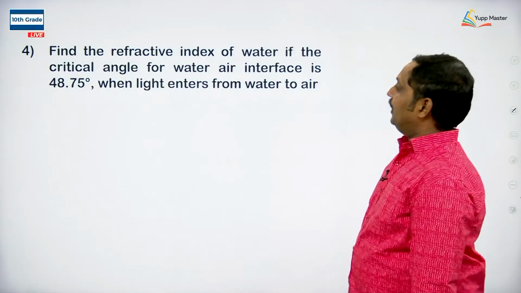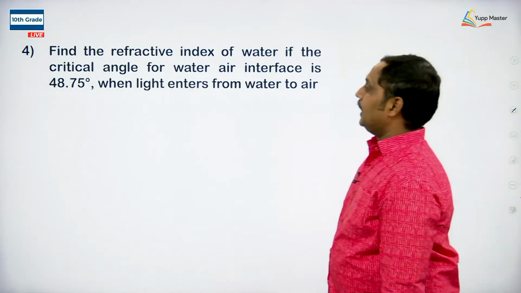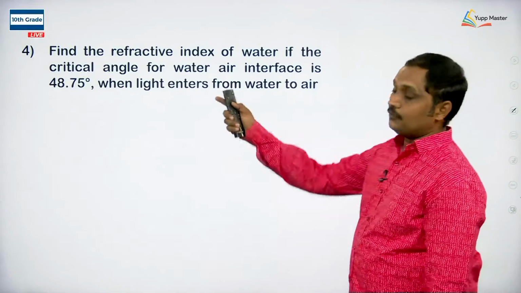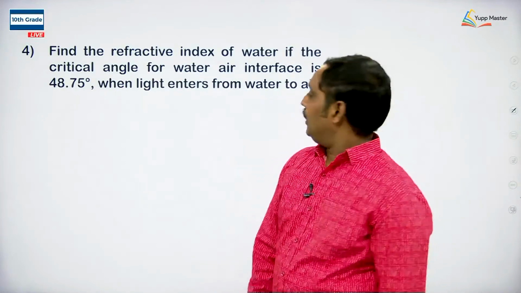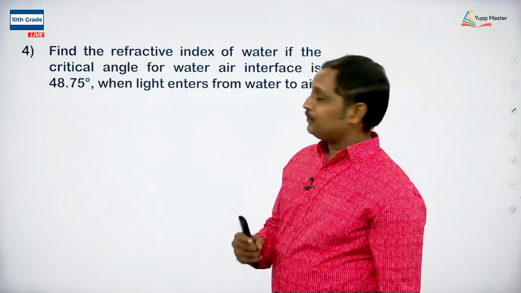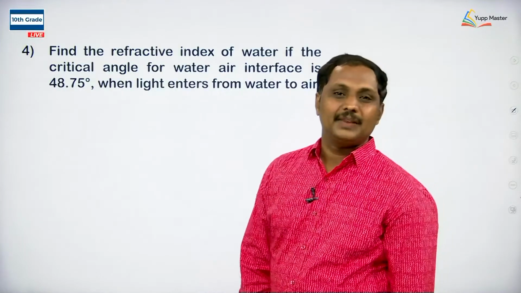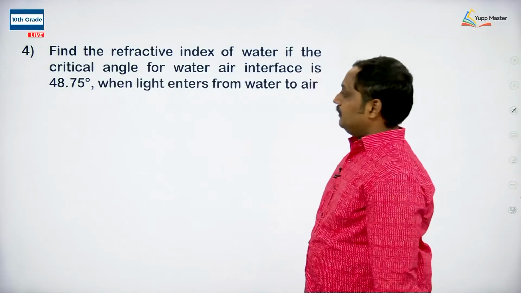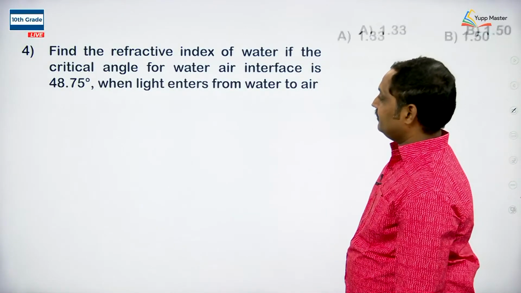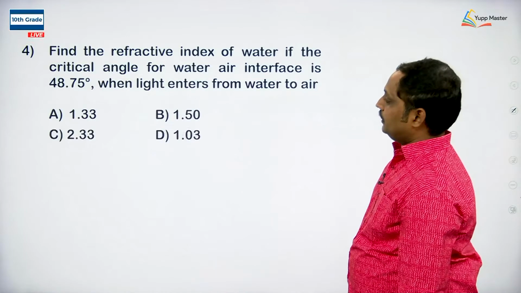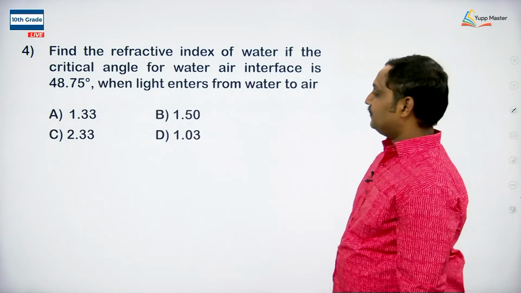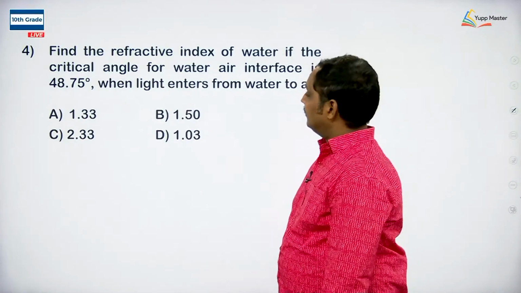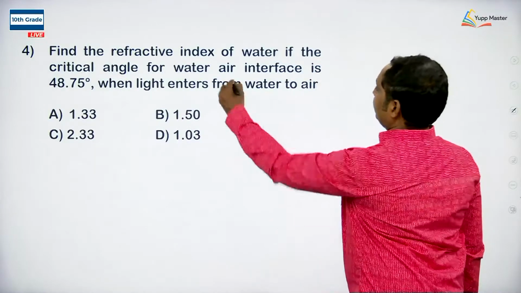Find the refractive index of water if the critical angle for the water-air interface is 48.75 degrees. So in the given problem you are going to find the refractive index of water by having the critical angle. Please take the given data. What are the options? That is 1.33, 1.50, 2.33 and 1.03.